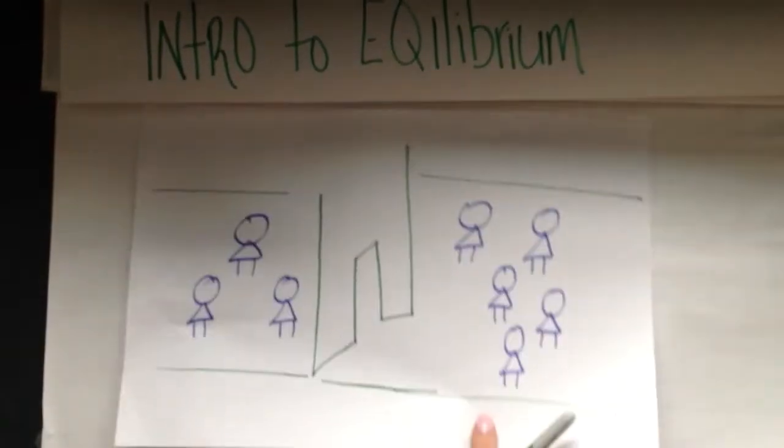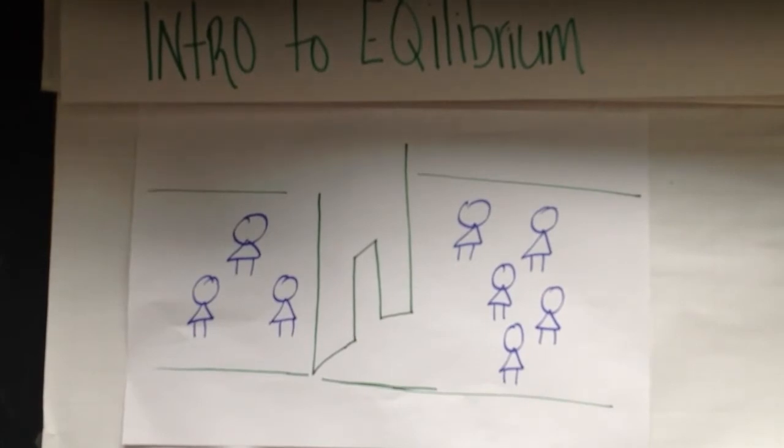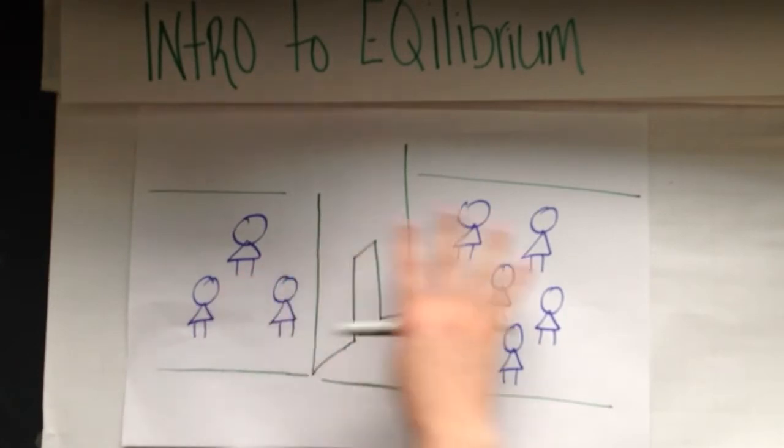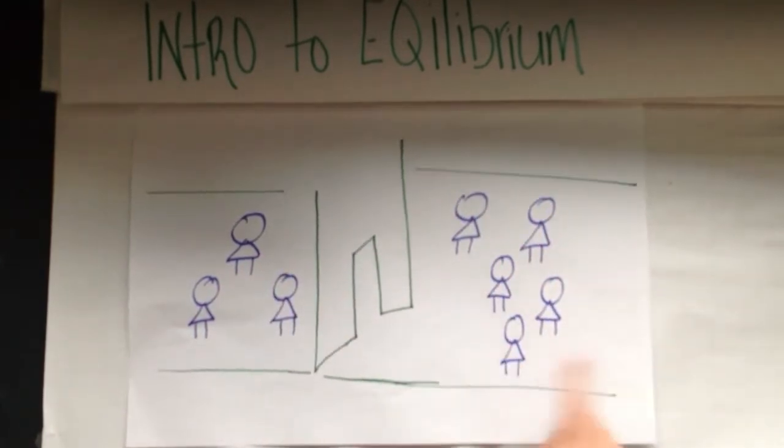This is an introduction to equilibrium. Let's take a look at this picture right here. If you notice in the left-hand side of the picture, I have 3 people in this room, and on the right-hand side of the picture, I have 1, 2, 3, 4, 5 people in this room, and then we've got a door that's separating them.